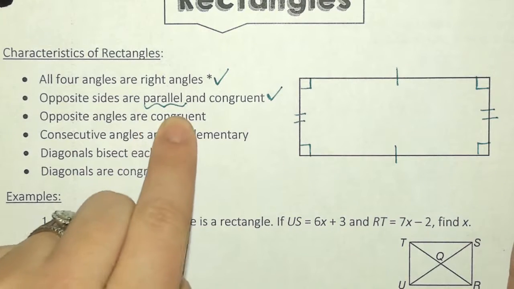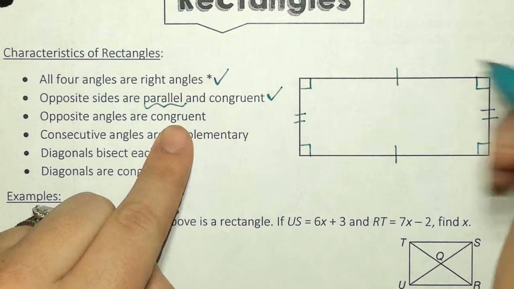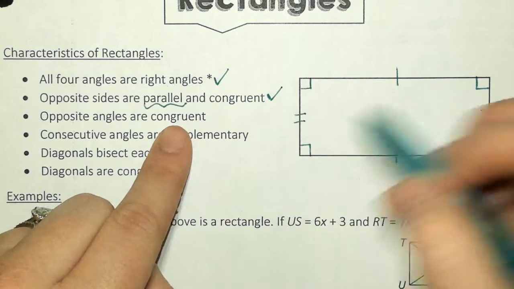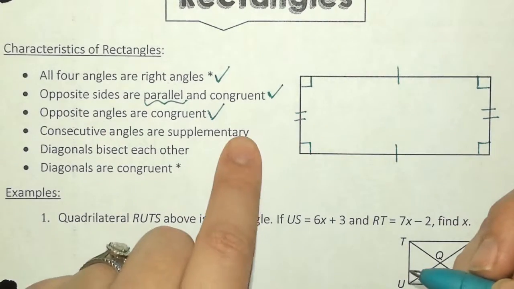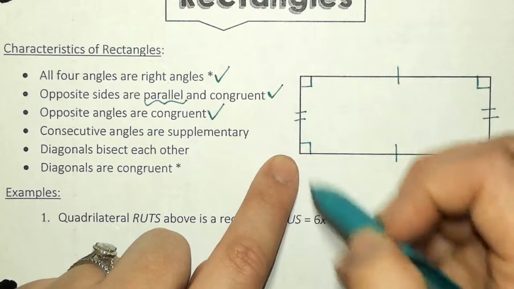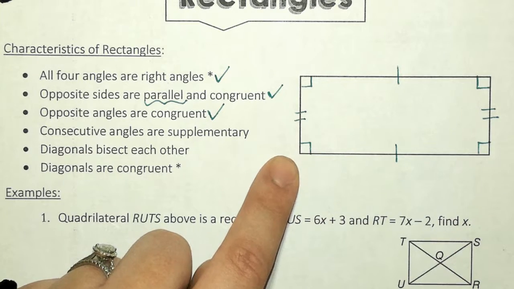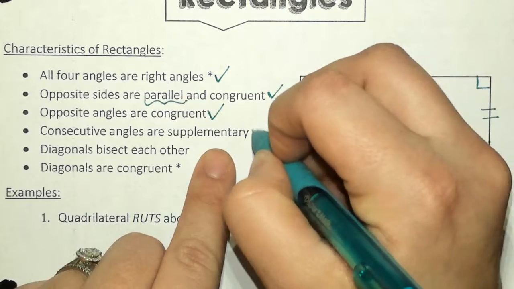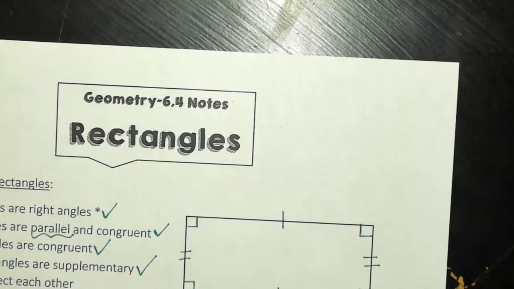Opposite angles are congruent. Well, duh, right? Do we have to draw that? We know if they're all 90, then 90 is equal to 90. Okay. Consecutive angles are supplementary. Well, if all of them are 90, then any two add up to be what? 180. 180. Okay, but do we have to draw that? Like, we know that, right? Okay. Diagonals bisect each other. So let's draw our diagonals. Try to draw them better than mine.